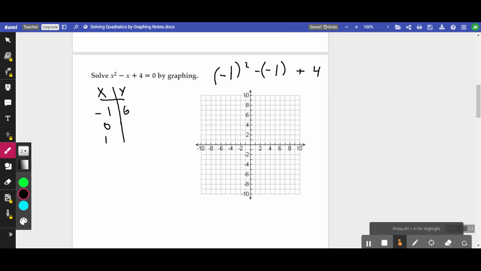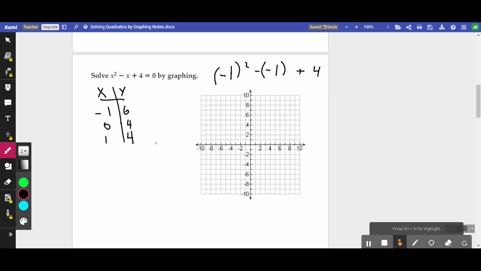And then you can sub in your 0 next. So 0 squared would still be 0. And then -0 would still be 0. And then 0 plus 4 would be 4 then. And then you can sub your 1 in next. So 1 squared would still be 1. And then if you sub the x in for the next one, you'll have 1. So 1 minus 1 would be 0 there. And then you could do 0 plus 4. So that'd be 4 then.